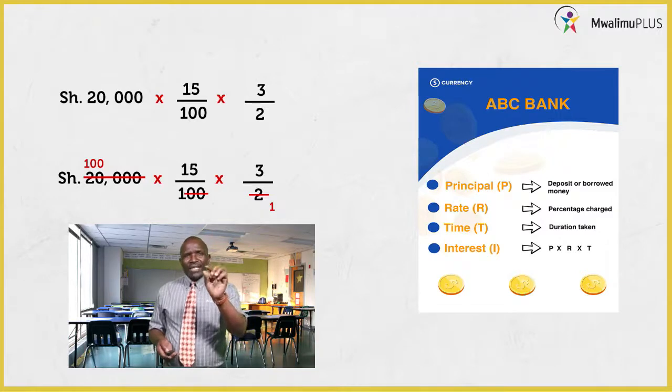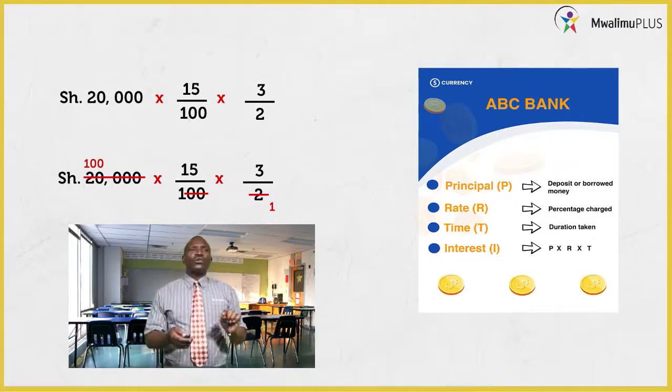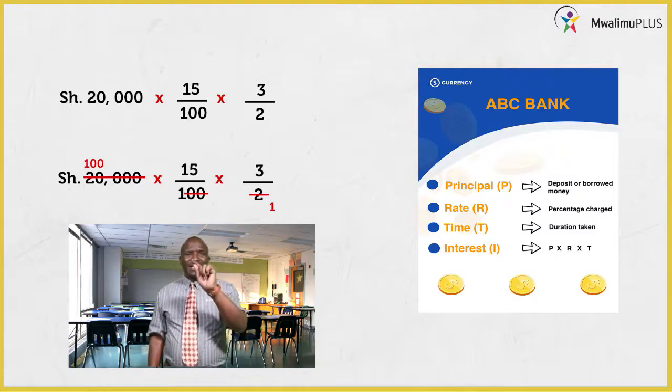15 over 100, we have that 100 which has got 2 zeros. So can you simplify the 2 zeros on 100 and the 2 zeros on 20,000? So you are left with 200 and then times 15 times 3 over 2. And therefore we have another denominator here now that we want to eliminate. And we cancel 2 by 2, we get 1.